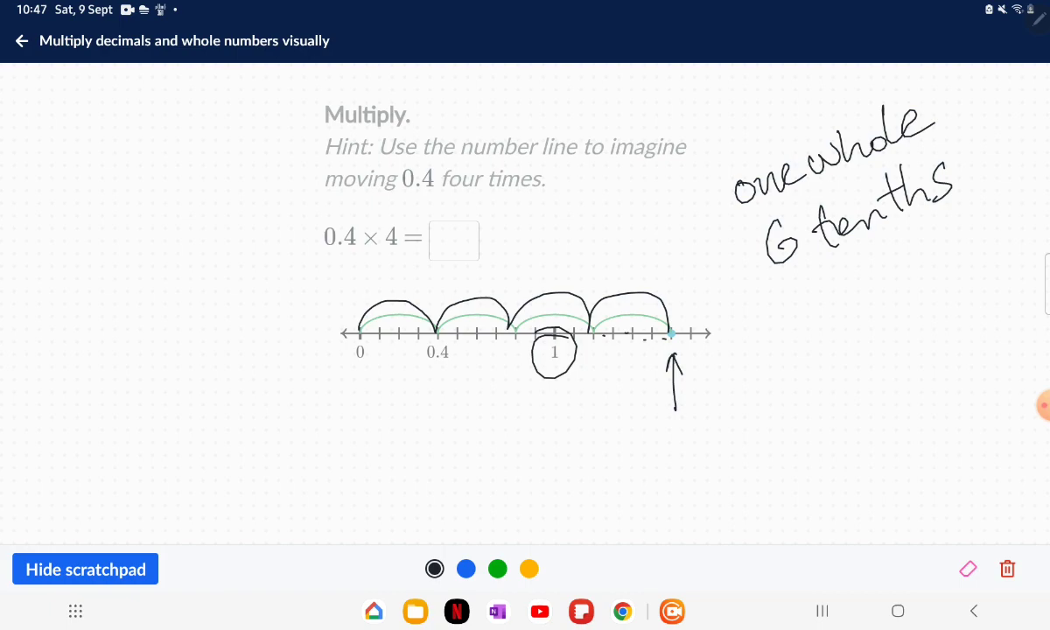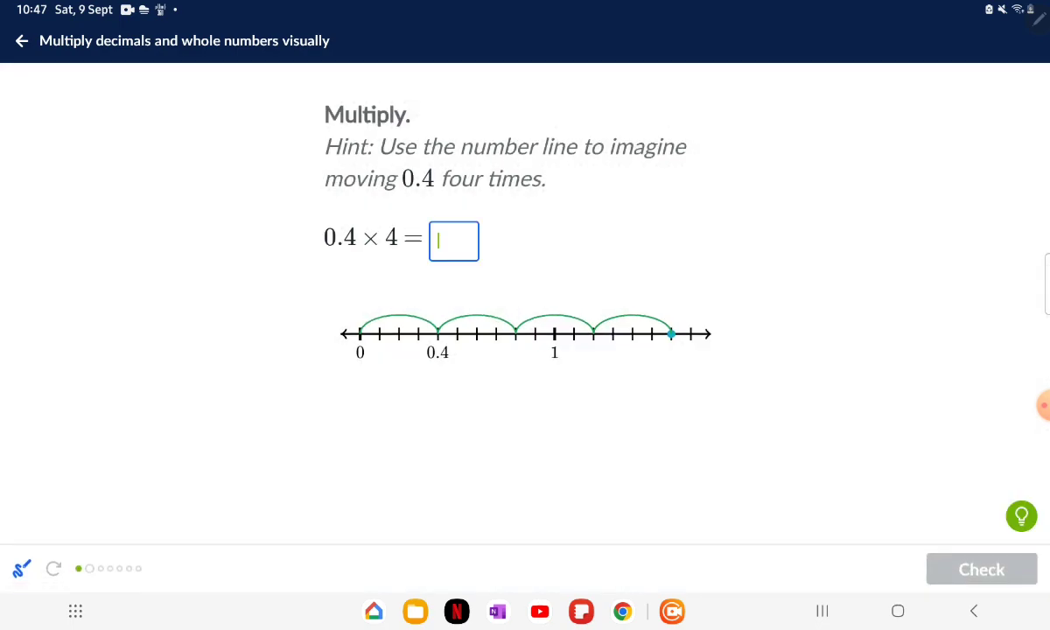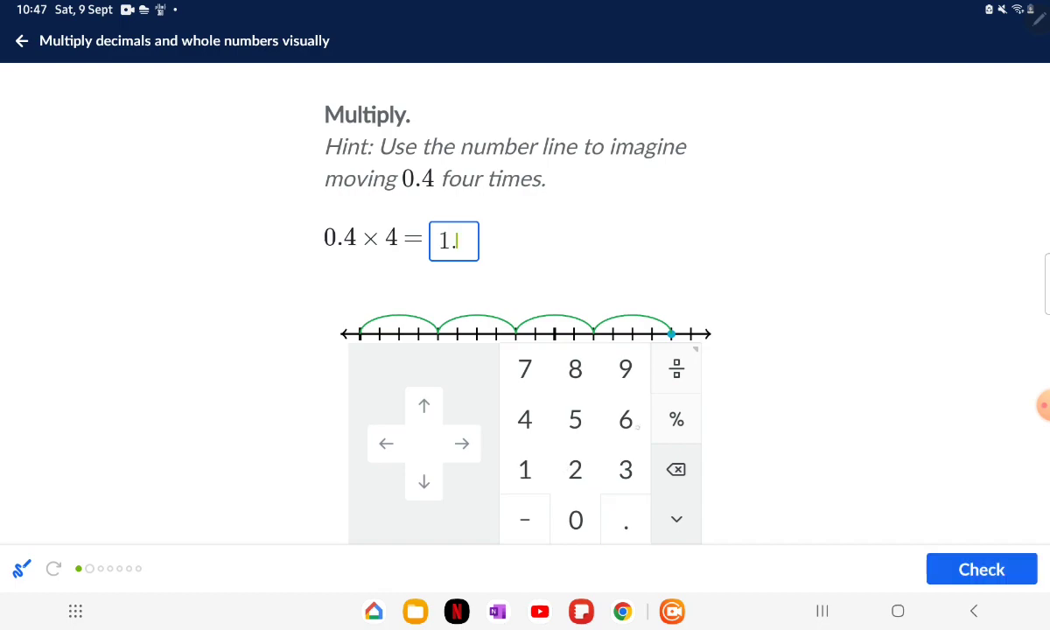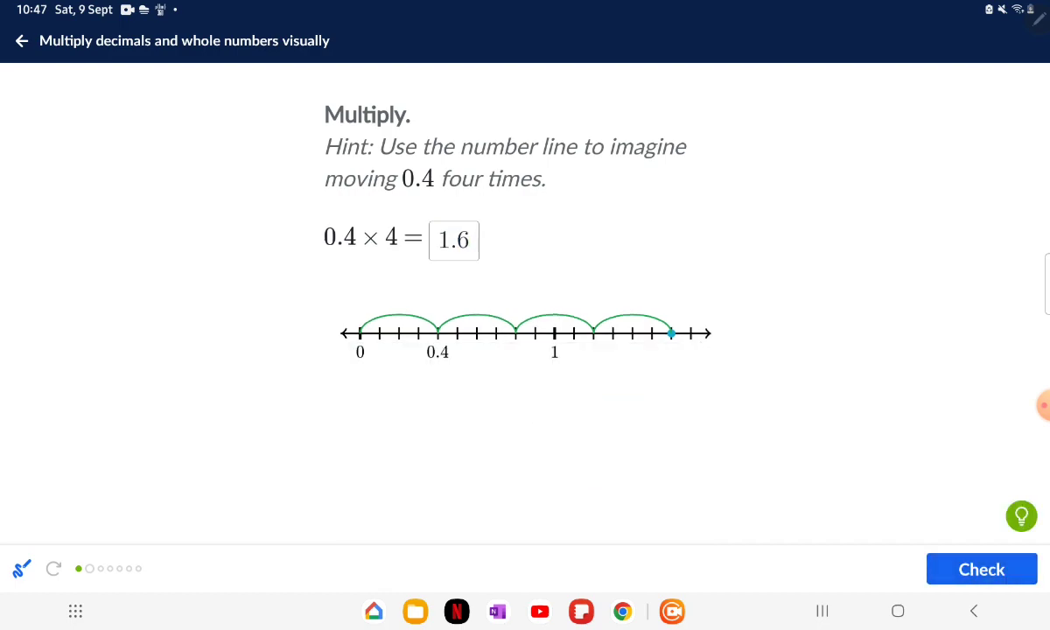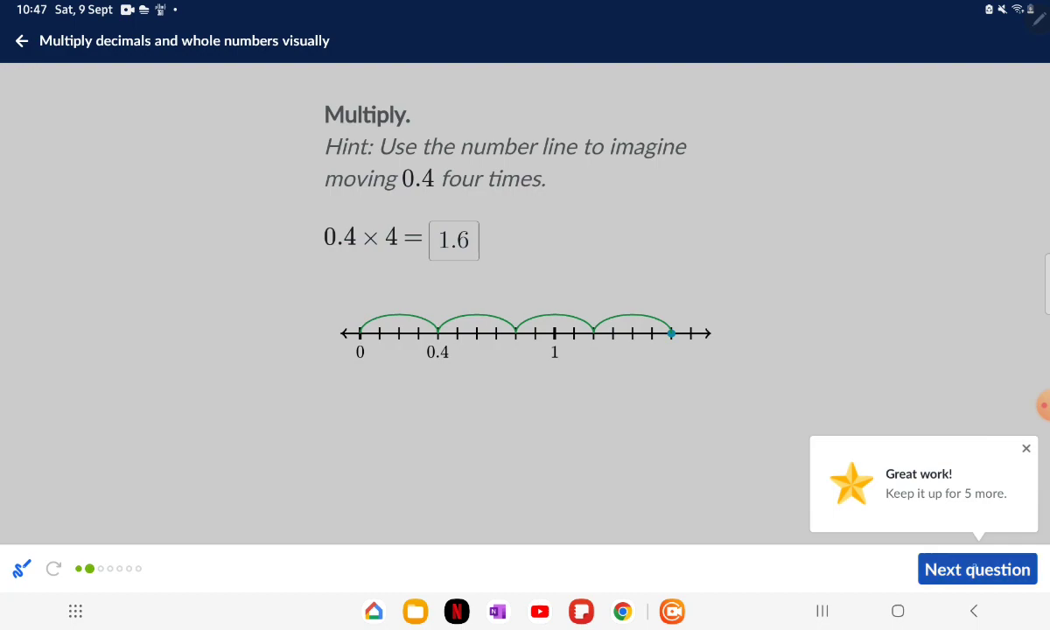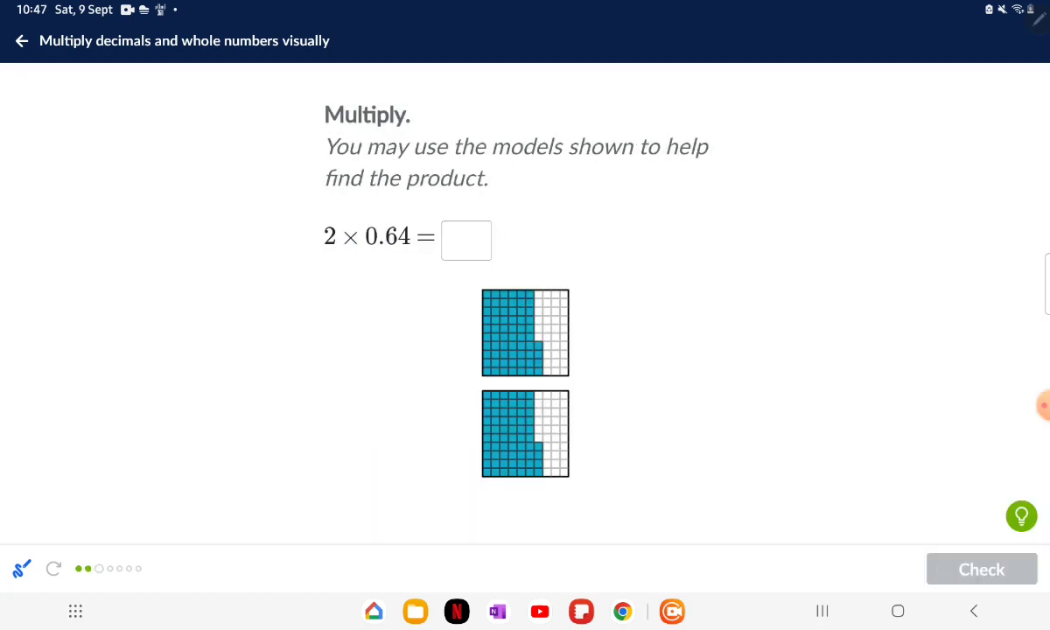Right. So how do we show that? In decimal form, 1.6. So that's the answer, 1.6. Bravo. Let's do this one now.